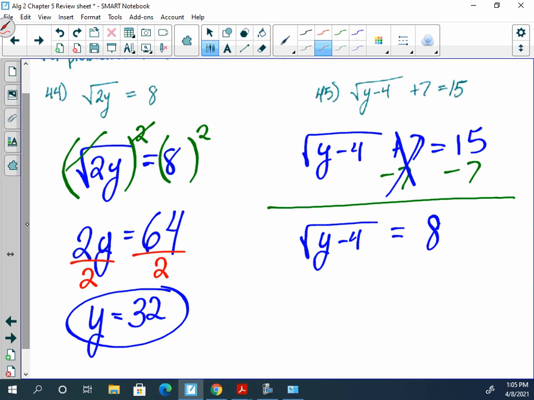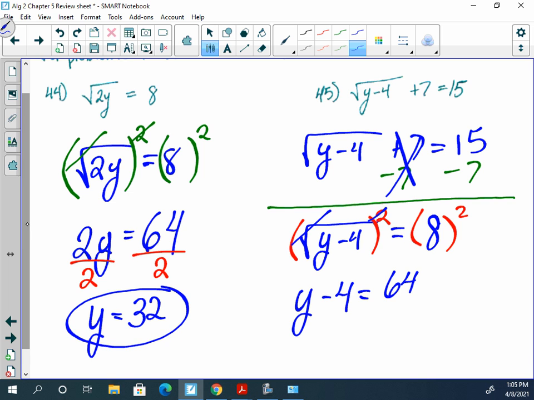Now what would we do next? We would square both sides, because after we subtract 7 from both sides, the radical is by itself. There's nothing else with it. We do have things inside the radical, but we can take care of those later. Now the square root and square would cancel, leaving us with y minus 4 is equal to 64.